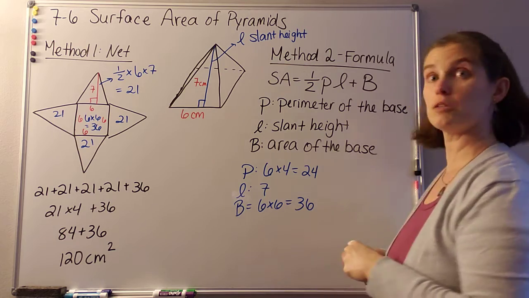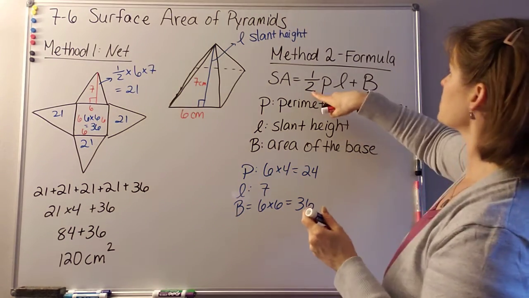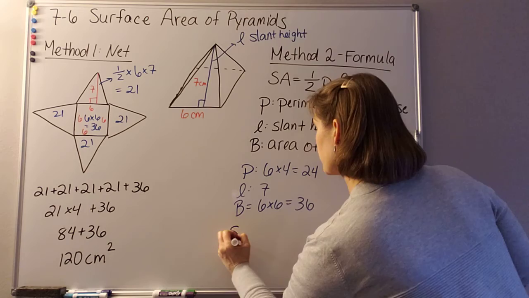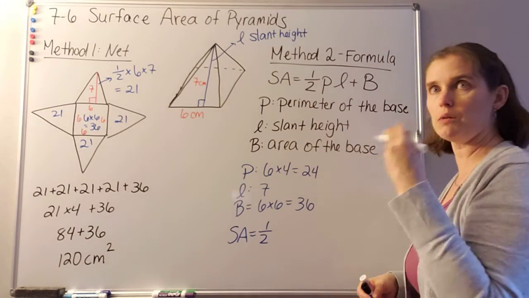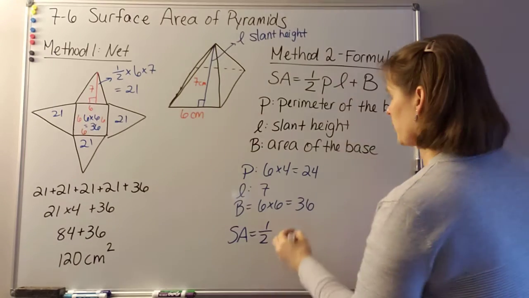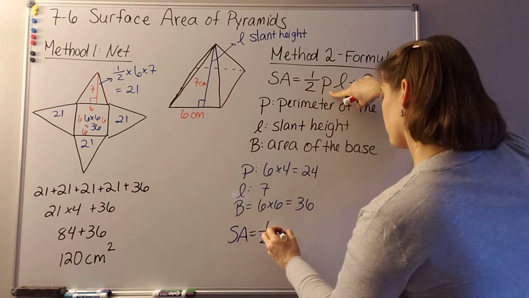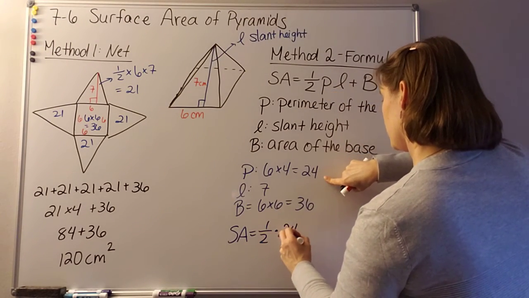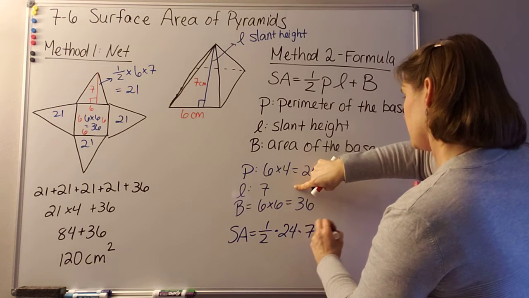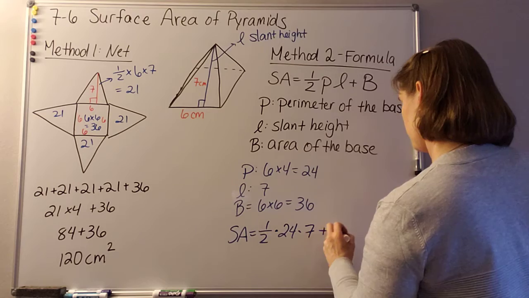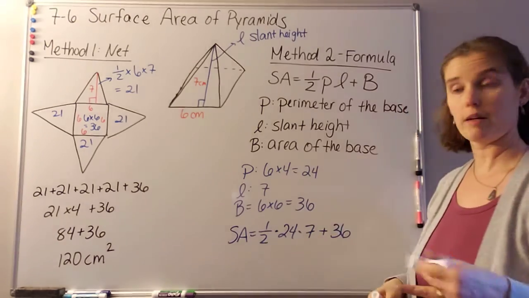Well, let's do a little multiplication, shall we? Plus plugging things in. So our surface area is equal to 1/2. Don't forget that. We're dealing with triangles, so that half has to get thrown in there. 1/2 times perimeter, which was 24, times our slant height, which was 7, plus 36. Remember, we multiply, then we add.